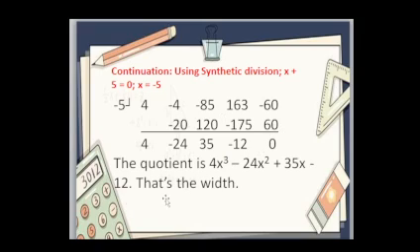Since our dividend has the highest exponent of 4, we will subtract 1 so that we can have our quotient. So 4 minus 1 is 3. So we will start with 3 as the exponent of the variable of our quotient. So the quotient is 4x cubed minus 24x squared plus 35x minus 12. And that's the width. So we have solved our problem.